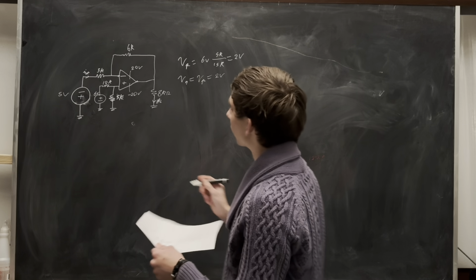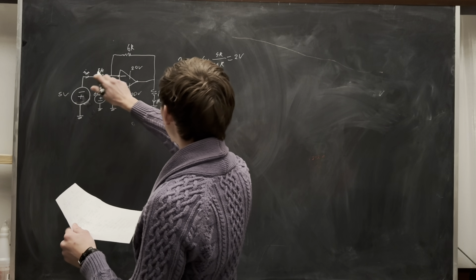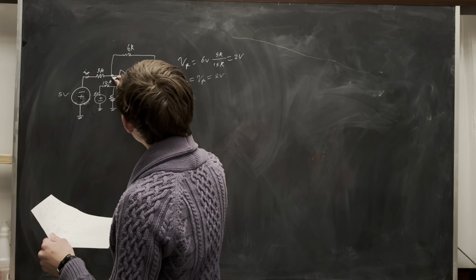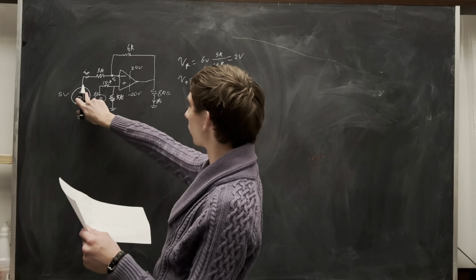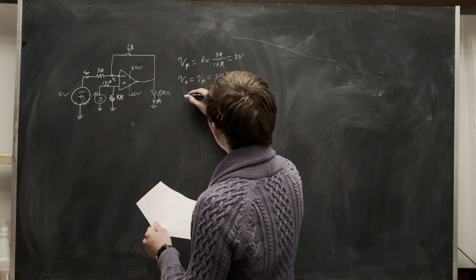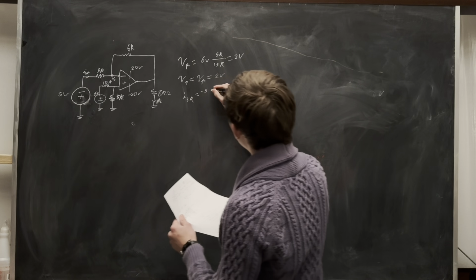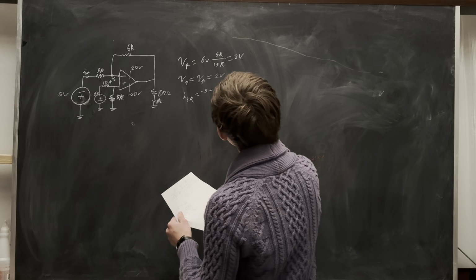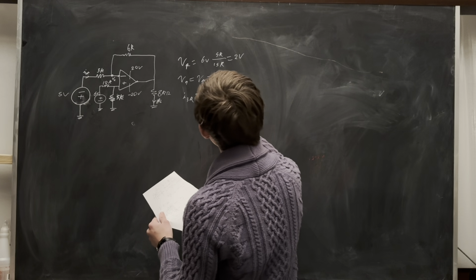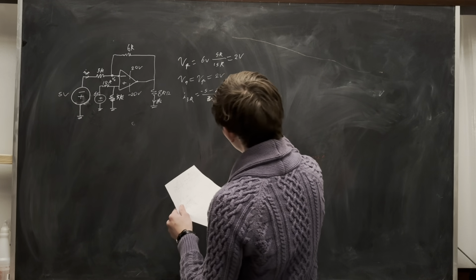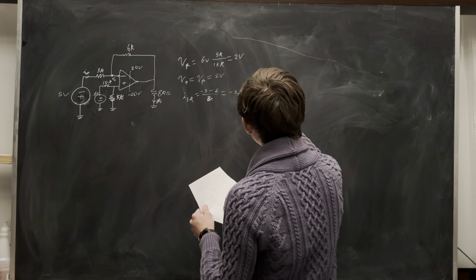We can very easily get the current through this 3 kilo ohm resistor, because since there's no current going in here, it's just Vn minus negative 5 volts here, because the terminals on this are flipped. So I 3K equals minus 5 minus 2 over 6K over 3K. So that is minus 2.33 milliamps.